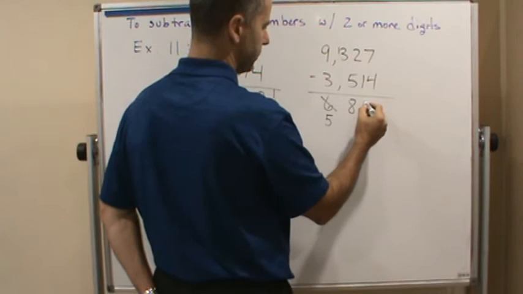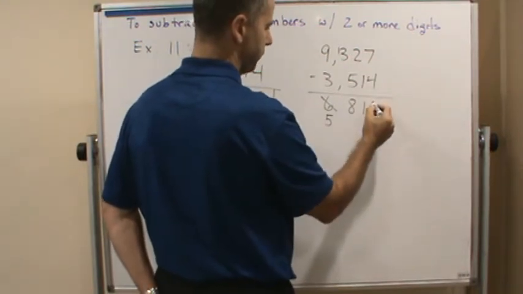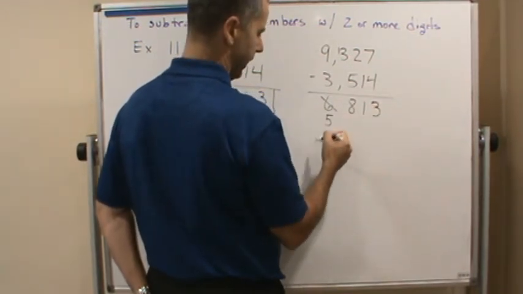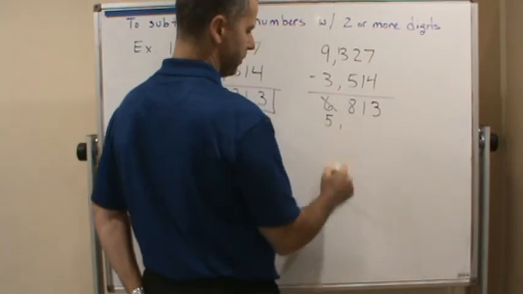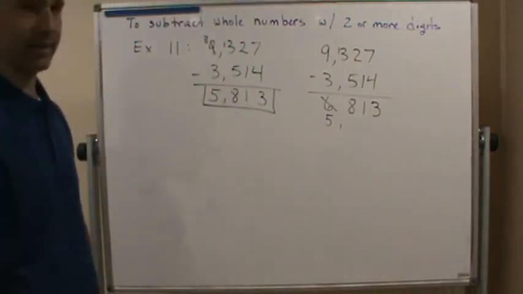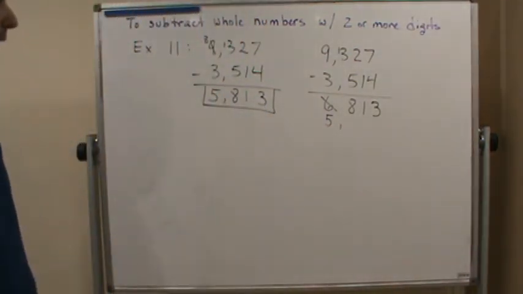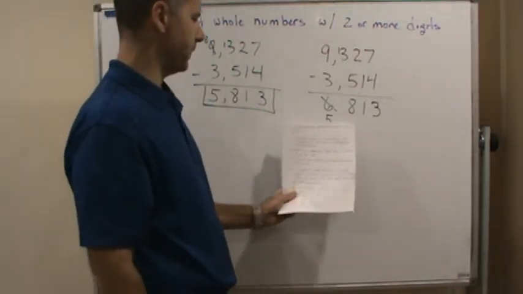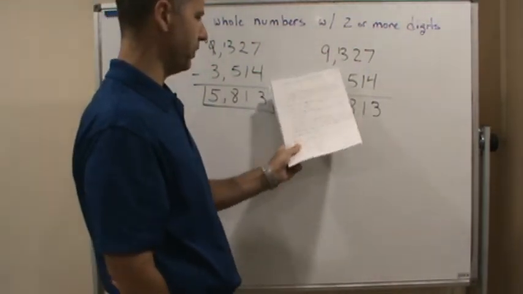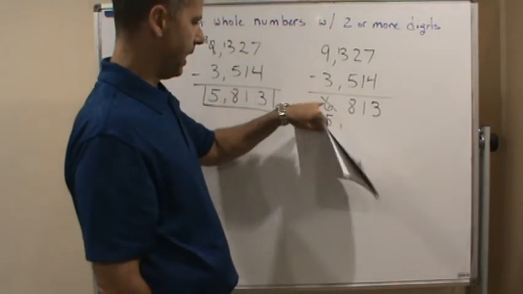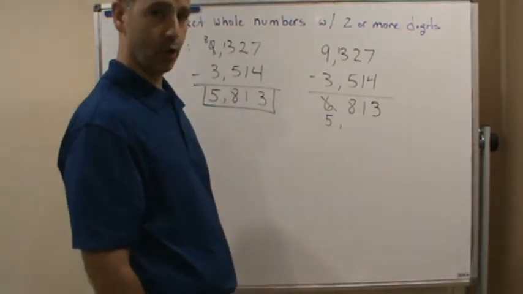2 minus 1 is 1. 7 minus 4 is 3. And so my answer is 5,813. So I get the same answer. The reason why I like this way is because I can keep this in my head and do this in my head. So I'm kind of scratching it out in my head as I go across, and I just write down the answers.